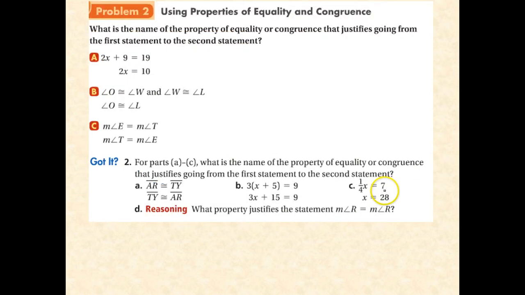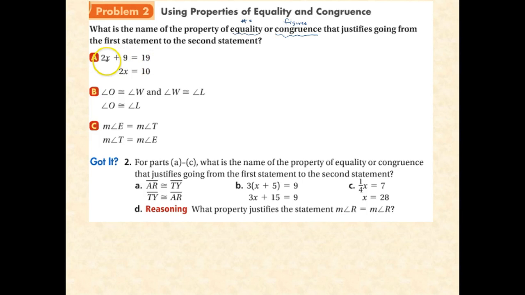Okay, let's do a problem. Problem 2. What is the name of the property of equality or congruence? So remember, equality is for numbers, and congruence is for geometric figures. So what is the property of equality or congruence that justifies going from the first statement to the second statement?